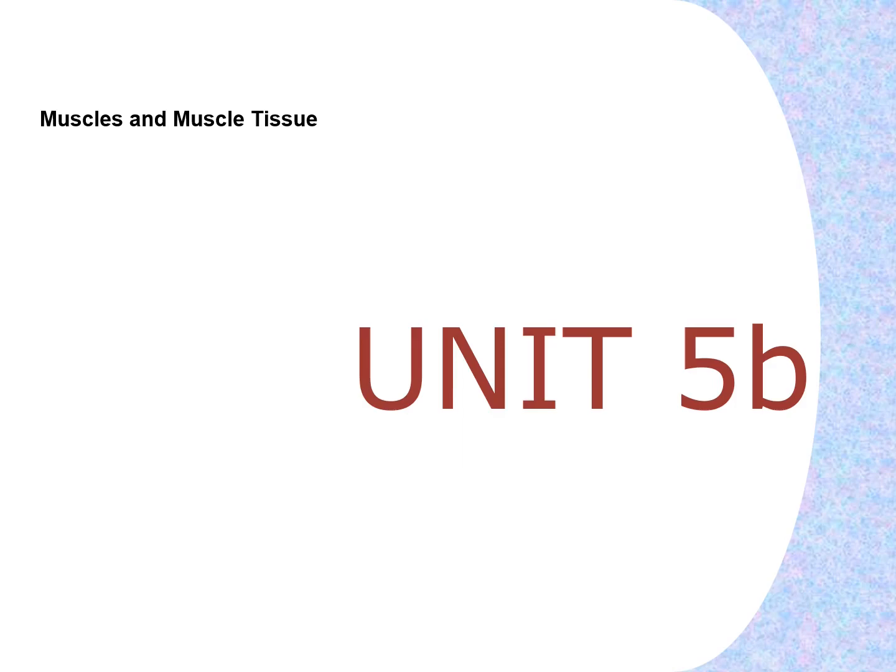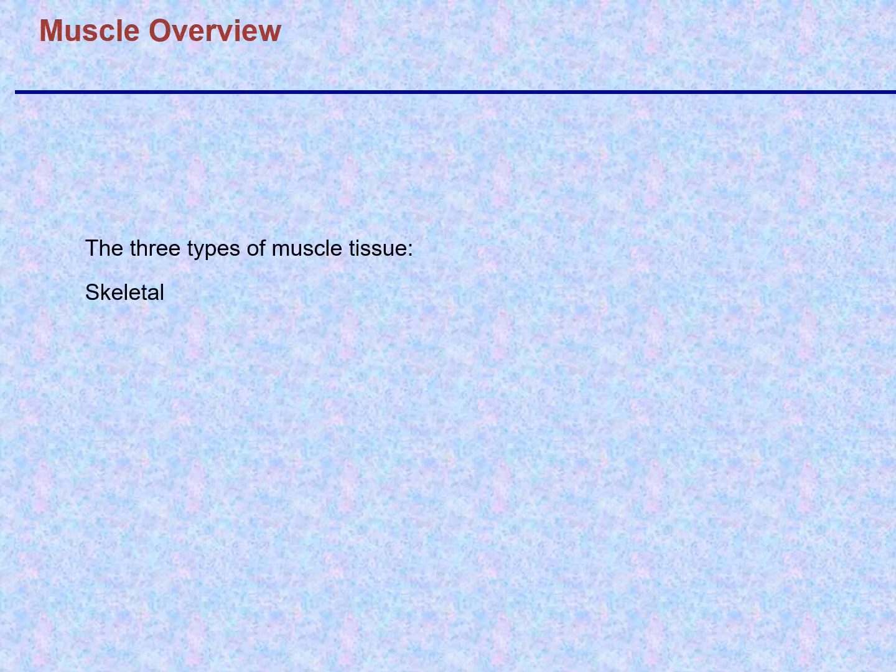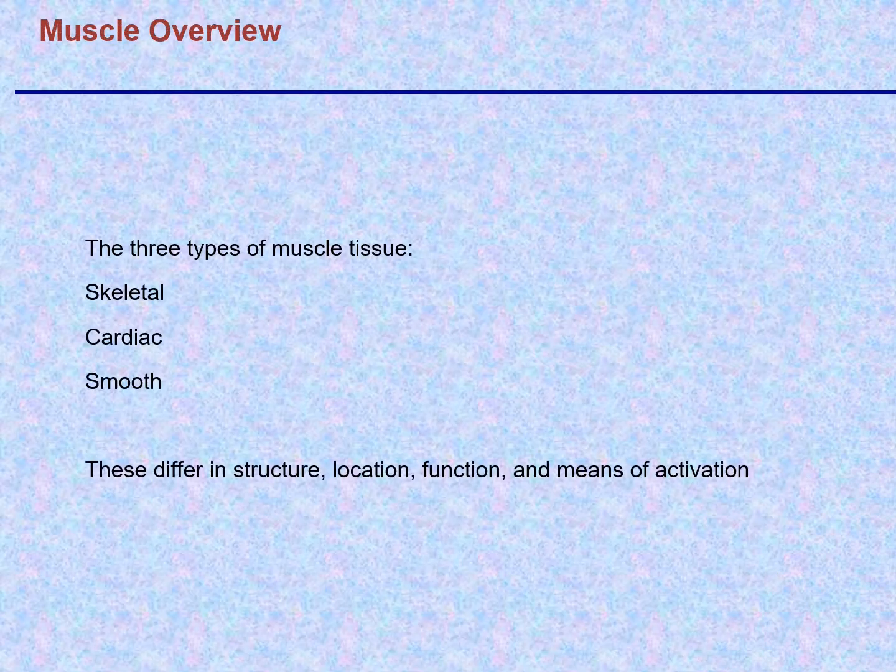This is Unit 5B, Part 1. There are in the body three different types of muscle tissue whose function is contraction. They are skeletal muscle, cardiac muscle, and smooth muscle.